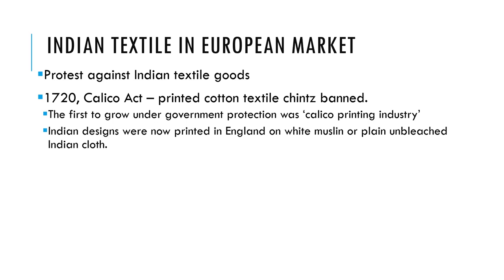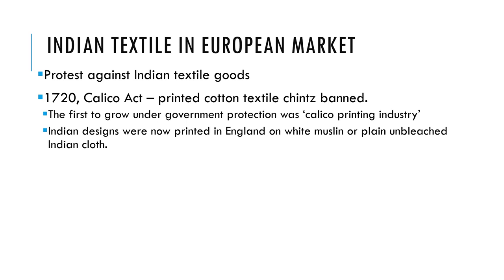So the protest against this Indian textile goods were started. The reason behind it was the weavers of Europe were not able to sell their produce or their textiles. The reason was simple, because they have to compete with the fine quality of cloth which was imported from India. Now, by seeing all these things, the government of Britain actually came up with a kind of act which was known as 1720 Calico Act.